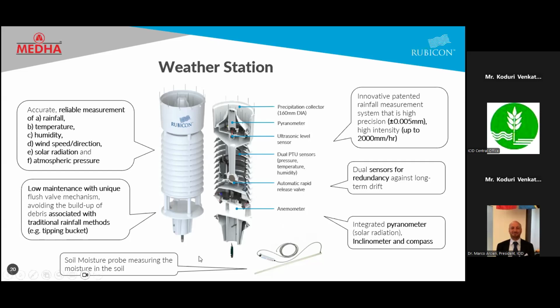Last but not the least, these devices come with a soil moisture probe, where the moisture in the soil is collected and then sent to the main server for effective decision making, based on which the manager is able to decide if the water is actually required by the recipient or not.